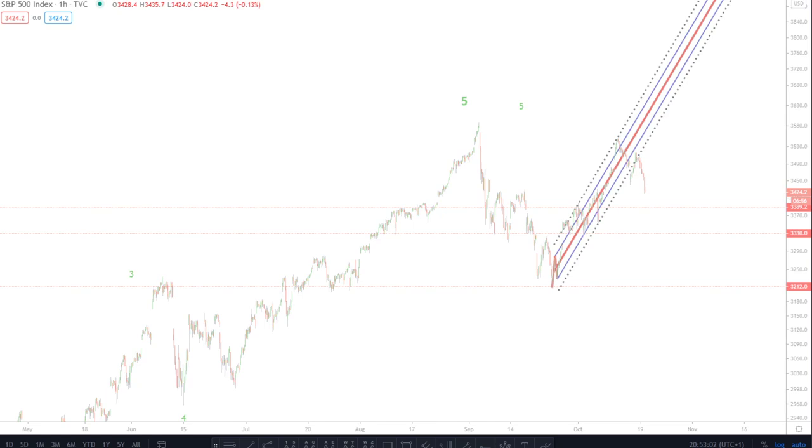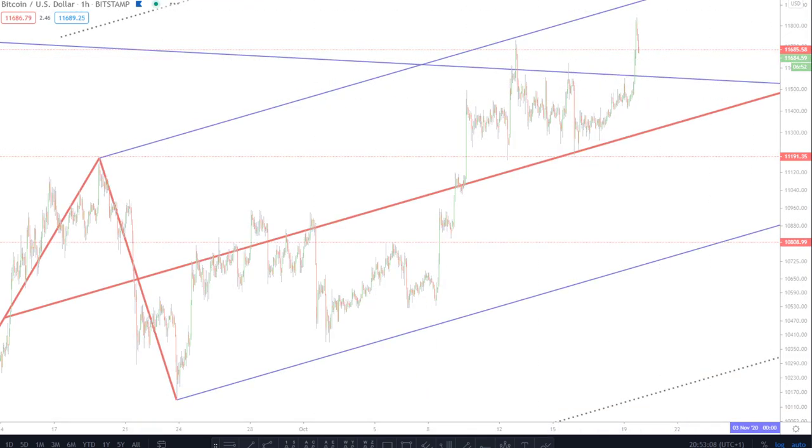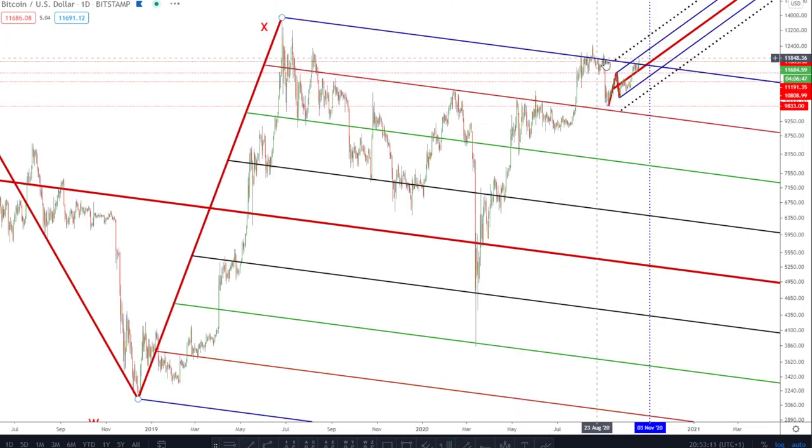But as I say, main thing to highlight from today's video is on Bitcoin, and the main thing to point out here is the upper median line on this high time frame pitchfork. For me, this is a really, really important level. It's the important level in and around the catalyst of the US election, which, as you can see, we're getting squeezed into right now.